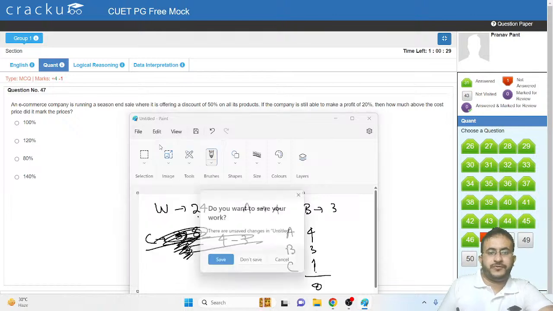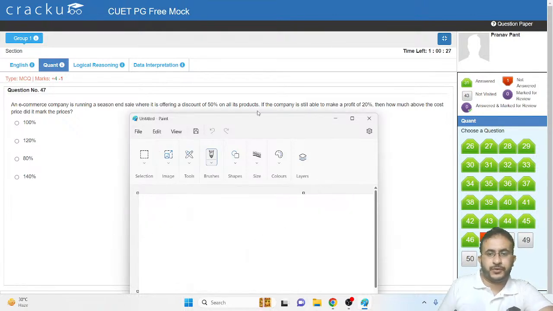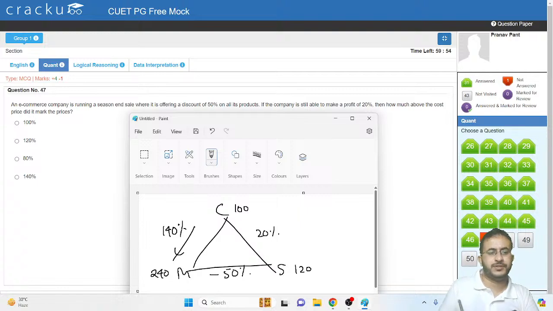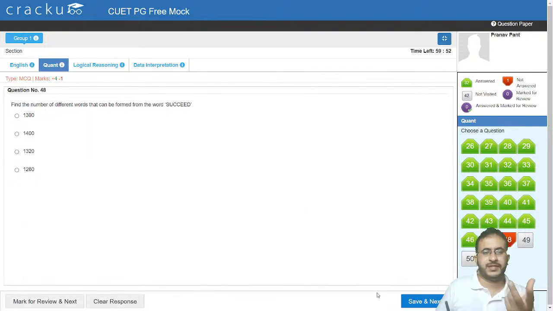A company is offering 50% discount on all its products, it's still able to make a profit of 20%. How much above the cost price did it mark the prices? Okay, so we need to just remember this thing. This is cost price, mark price, and selling price. So profit is 20%. Okay, so selling price is 120. Okay, cost price is 100. So selling price is 120 minus 50%, half करने पे ये आ रहा है. ठीक है, so that means mark price will be 240. So there is an increase of 140%. Yes, ऐसे ही verbally हो जाएंगे.